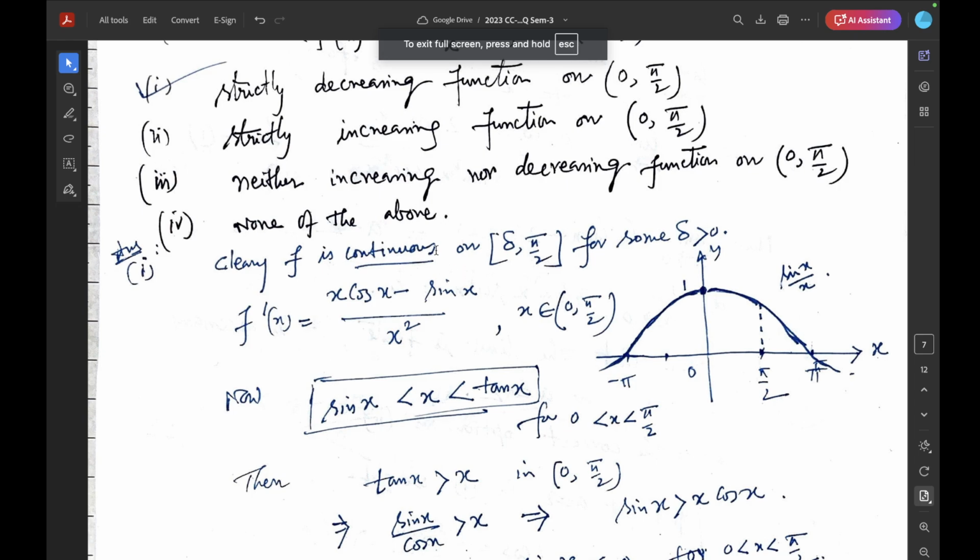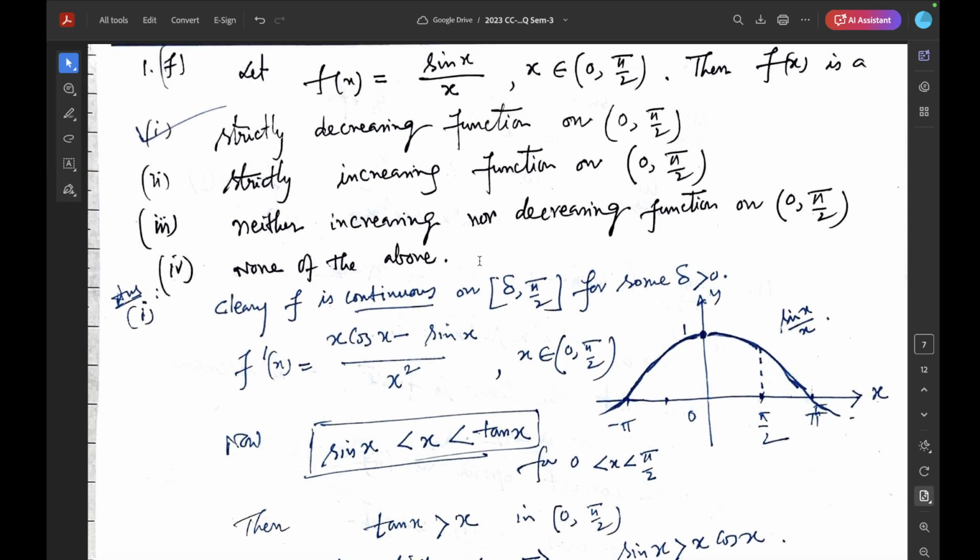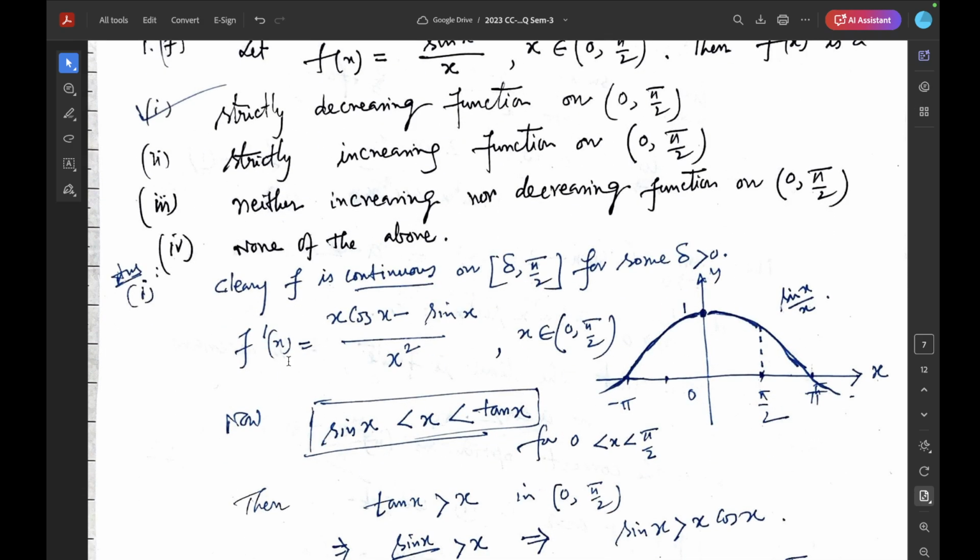Clearly, f is continuous on the closed interval delta to pi by 2 for some positive delta. Next, we find the derivative of this function, f dash x. This is equal to (x cos x minus sin x) whole divided by x square, when x belongs to the open interval 0 to pi by 2.